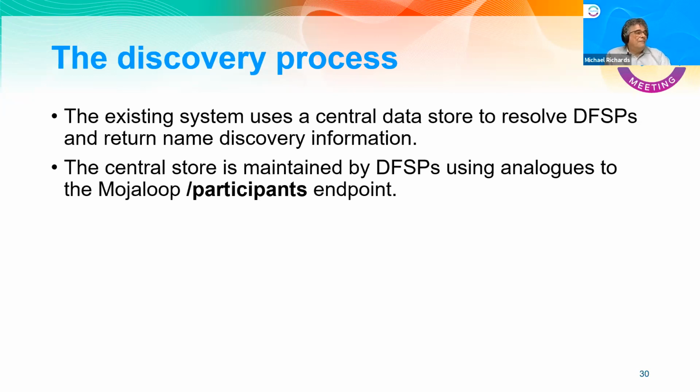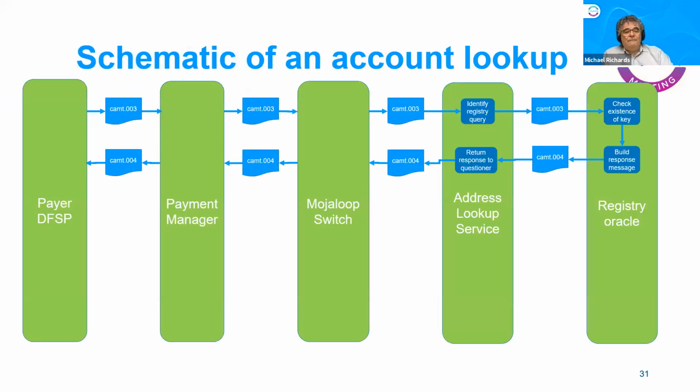So when we look at the schematic of an account lookup, it's kind of like the following. The payer DFSP will send a message to Payment Manager, which will send a message to the Mojaloop switch, to the lookup service, which will do the lookup. It will always look up in the same identity registry, which will essentially be the oracle that they already have. Check the existence of the key, build a response message, send the CAMT.004 message back, and that will go straight back to the questioner.